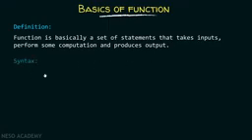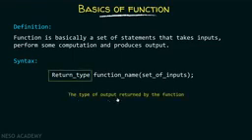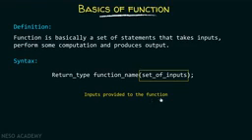Syntax of the function is as follows. Return type, function name. Within the parentheses, you have some set of inputs. Return type indicates the type of output returned by the function. Function name indicates the name of the function, and set of inputs indicate inputs provided to the function. Please remember, it is not necessary to provide the inputs to the function. Without inputs, it can perform some computation and it can return some output as well.